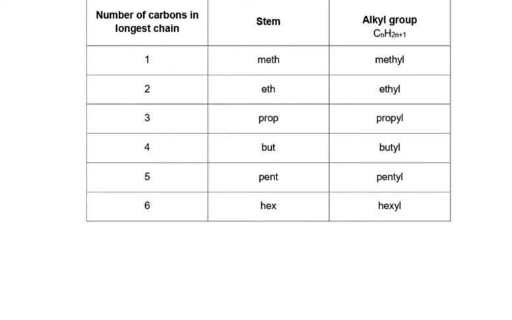We can see from this screen the first 6, so probably from GCSE, we've seen meth, eth, prop, but, and then when we get to 5 carbons in a row we've got pent, 6 is hex. We might also see ones where it's 7 carbons long, so that will be hept, and 8 carbons, oct.